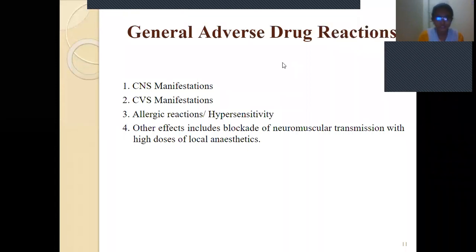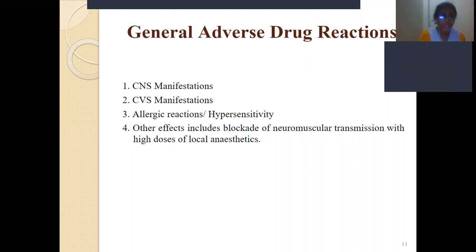CNS manifestation. CNS means central nervous system. What will happen if we take the drug at low doses? We can feel headache, drowsiness, and visual disturbances, meaning we cannot see properly. If we take a high dose, what will happen? Convulsions, coma, and respiratory problems.